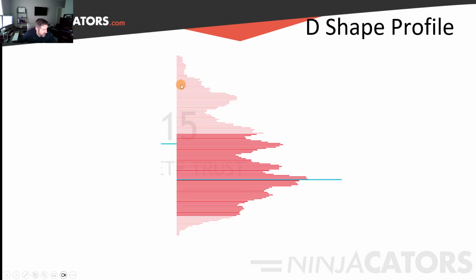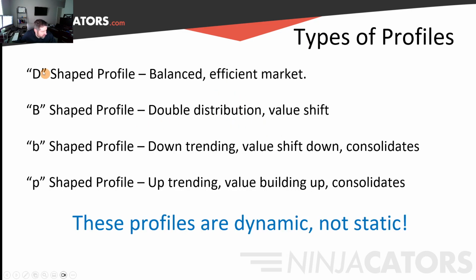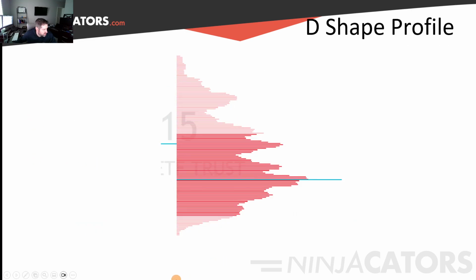And so here we have what I would call a D-shaped profile. Now, when you're looking at profiles day to day, they're not going to fall perfectly into these shapes, like a perfect little mirror of these shapes. They're going to be close, right? But you're going to be able to see the basic structure of these letters, right? So here's your D. This is your basic balance profile.